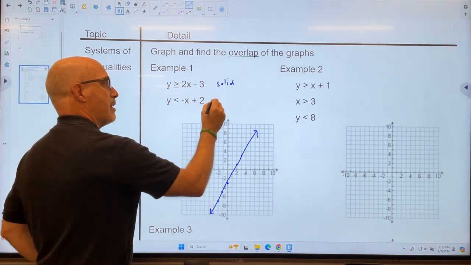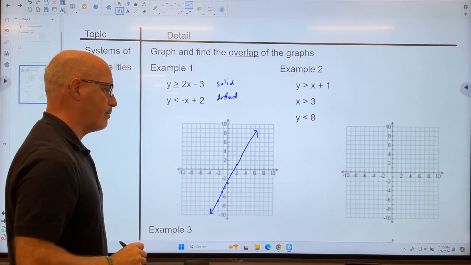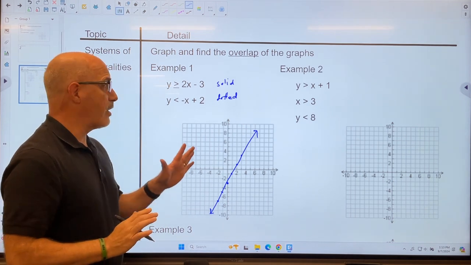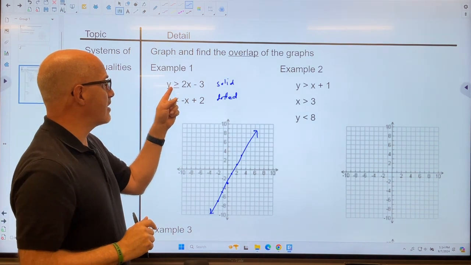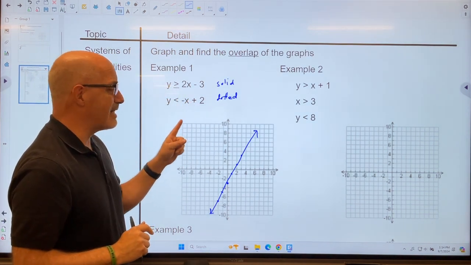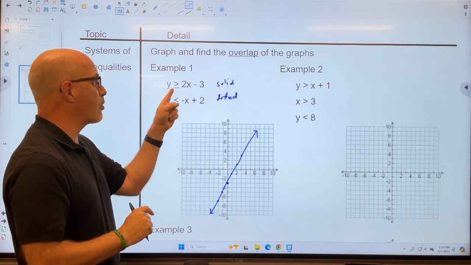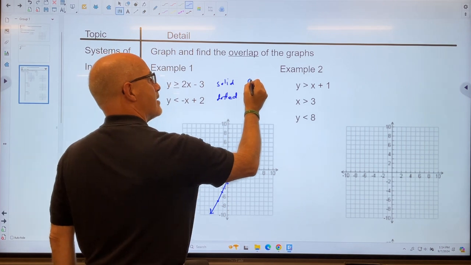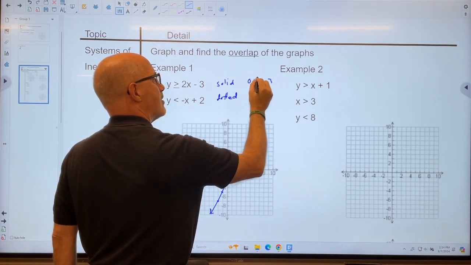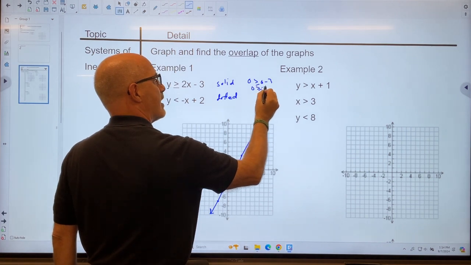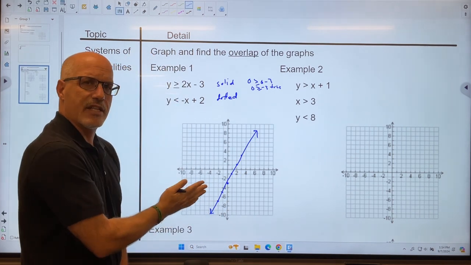The second one, I'm going to make a dotted graph because it doesn't have the or equal to. So, first of all, in this first one, let's decide which side I'm going to graph on. Because it's an inequality, I'm going to test a point. I'm going to test 0, 0. Is 0 greater than or equal to 0 minus 3? And the answer is 0 is greater than or equal to -3, so it's true. So I'm going to shade above it on the top half.